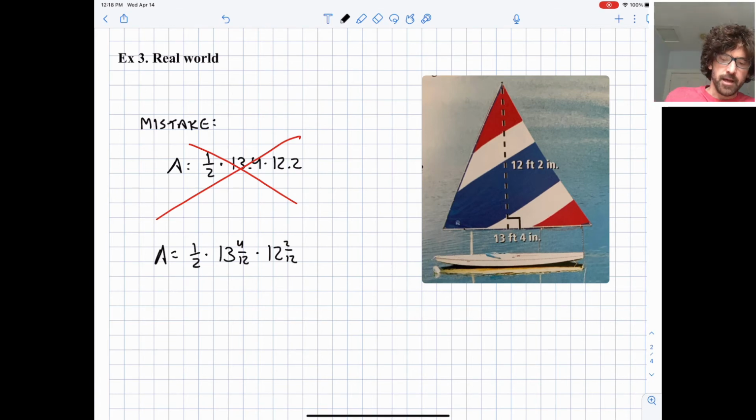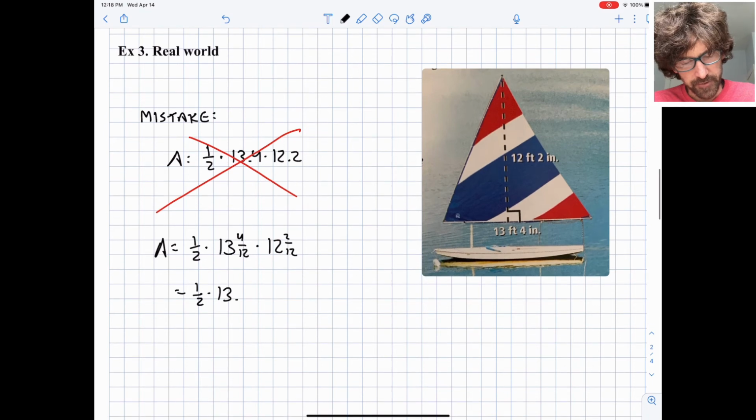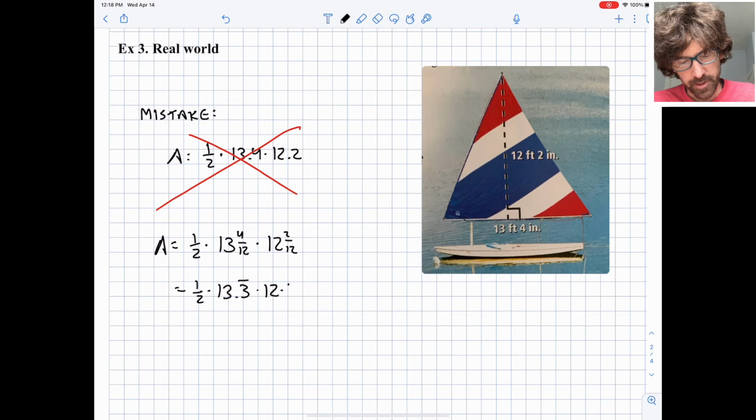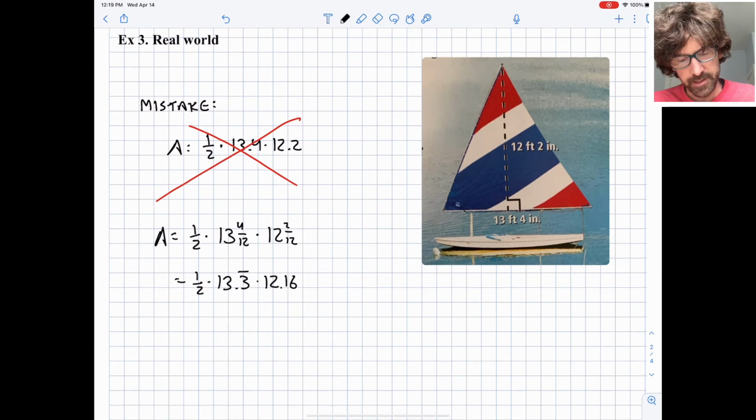Okay, obviously 12 inches in a foot is where those came from. And so we can turn this into 1/2 times 13, and 4/12 is 1/3 repeating, and then 2/12 is 1/6. So that's 13, let me write that a little bit cleaner, 13.16 repeating.